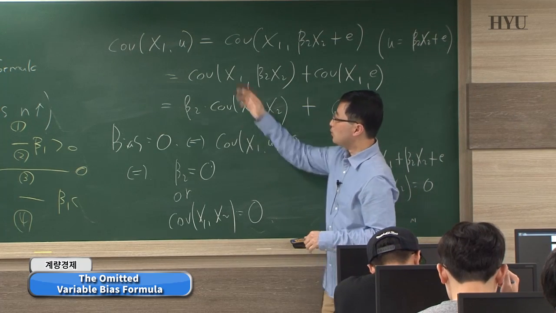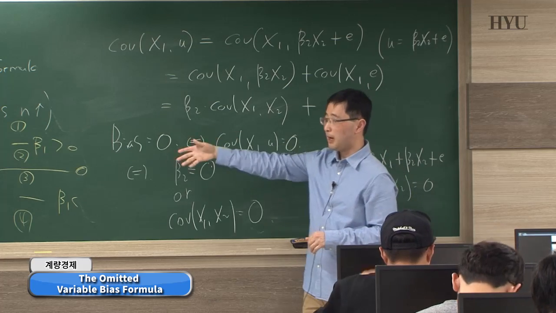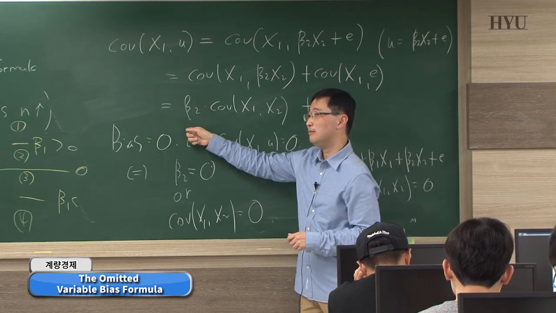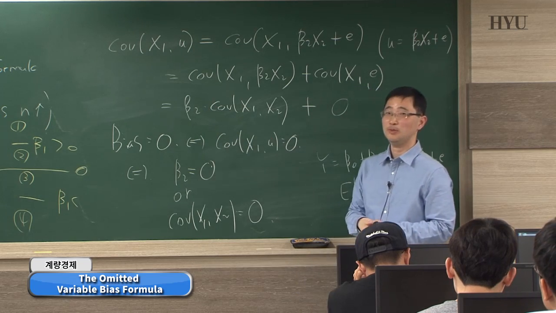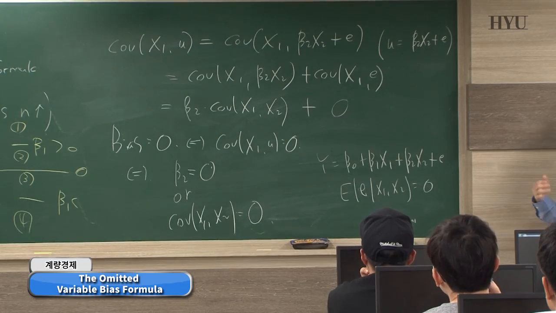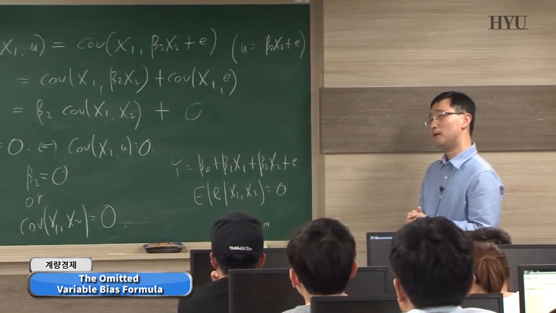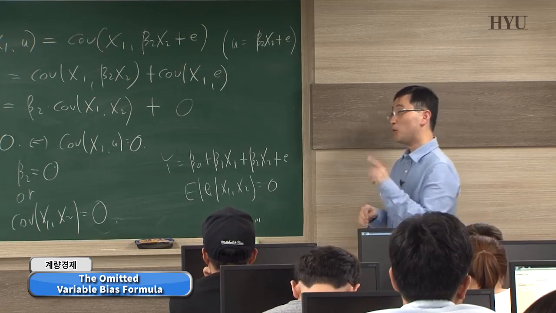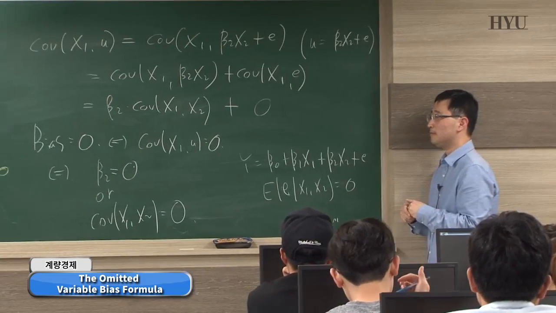So this covariance will disappear, which means the bias disappears if this is 0 or this is 0. So if one of these two things is 0, then the bias disappears. Then we don't have to worry about the omitted variable bias. Okay? So your regression is fine. It's okay to drop x2.